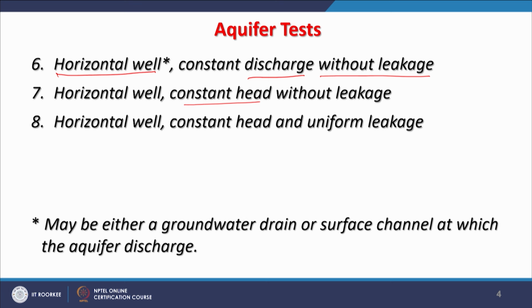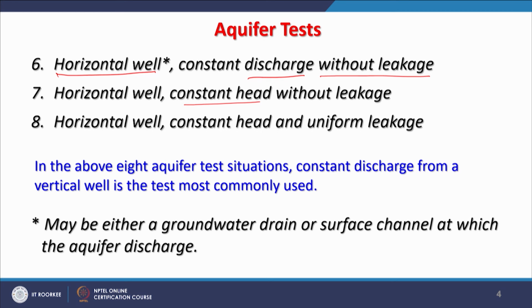The eighth possibility is the horizontal well with constant head and uniform leakage. This is the most ideal situation in the case of a horizontal well, where we would like to have a constant head, nothing changing there, and we get uniform leakage throughout the well. So, among the above 8 possibilities or situations in aquifer tests, constant discharge from a vertical well is the test which is most commonly used. In earlier discussions also we have said that we would like to first withdraw water and achieve the constant discharge.